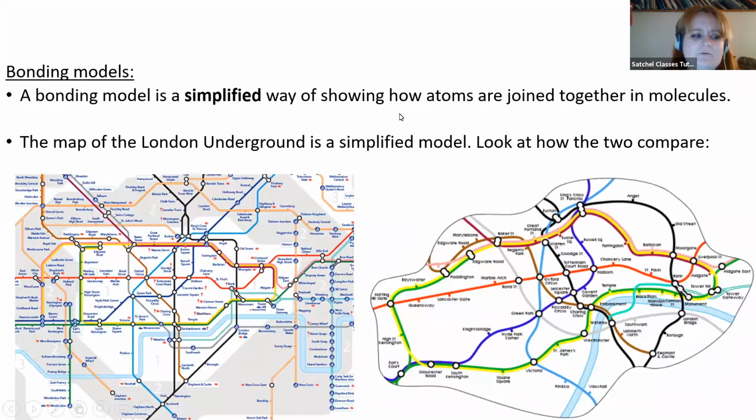So we can look at some models of simple molecular systems. So a model is a simplified way of showing something. So it doesn't represent something perfectly. Okay, for example, if you made a model of your house, not every single thing will be represented in a perfect manner.